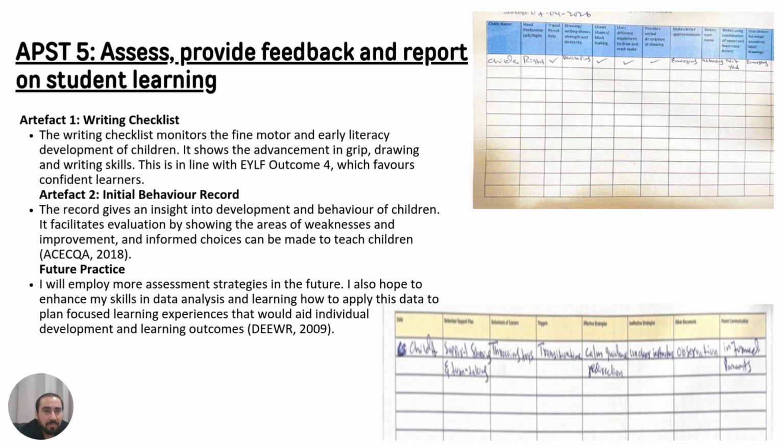So this is APST 5: assess, provide feedback and report on student learning. This standard centers on assessment. The first artifact is a writing checklist which monitors the fine motor and literacy development of the children. The second artifact is the initial behavior record, which offers an idea of the development of the children. All these artifacts show that I am able to evaluate learning and apply information to inform teaching. In future, I will enhance my assessment plans to assist individual learning in my practice.